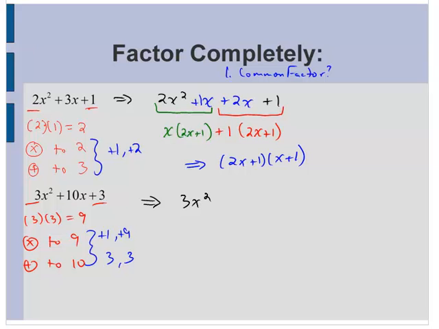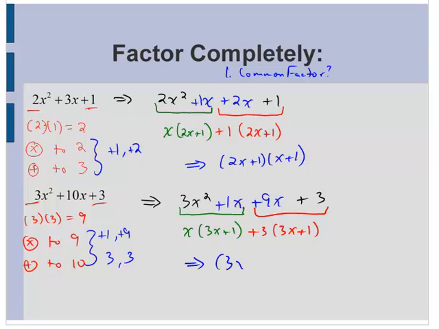So then I would have 3x squared plus 1x plus 9x plus 3. Now using the grouping method, 3x squared plus x, that would be x times 3x plus 1. And then plus 9x plus 3, that would be plus 3 times 3x plus 1. Again, using that grouping method. So then factoring completely, I would have 3x plus 1 times x plus 3.